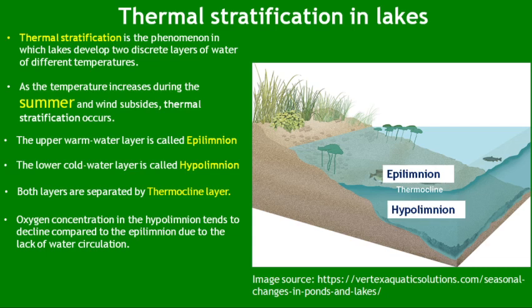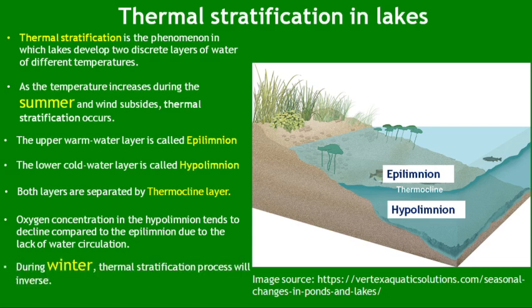So usually the oxygen concentration will be more in the upper layer, that is the epilimnion layer, because it is in direct contact with the atmospheric air, and atmospheric air will get diffused into the upper surface of lake water. Because of that, the oxygen concentration will be more in the upper layer, because there is no circulation of water from top to the bottom. So this oxygen will not reach the bottom layer of the lake, resulting in low oxygen concentration in the hypolimnion layer.